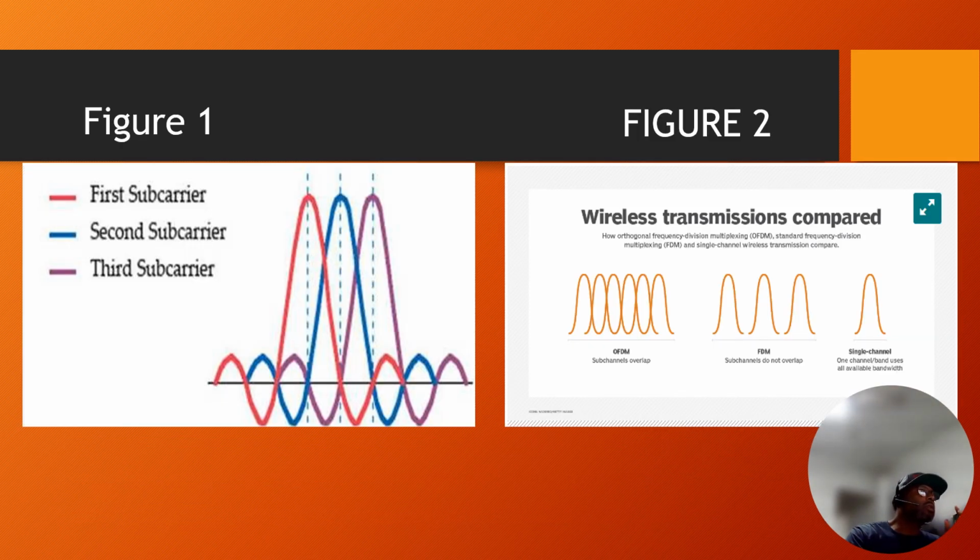And looking at figure 1 in OFDM, when one wave is at its peak, the others are crossing zero. This is the zero line, this black one coming across here. This alignment prevents the waves from interfering with each other even though they share the same frequency band. In traditional frequency division multiplexing, on the other hand, looking at figure 2 in the middle, subcarriers are spaced farther apart to avoid interference, leading to less efficient use of the bandwidth.